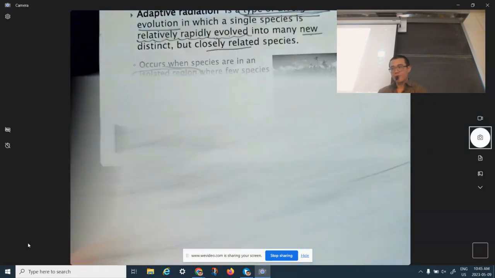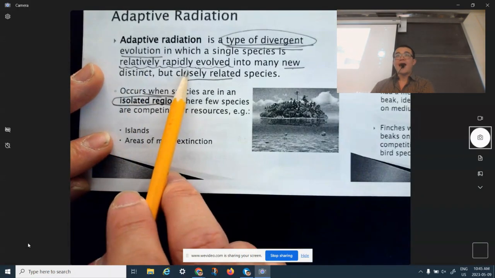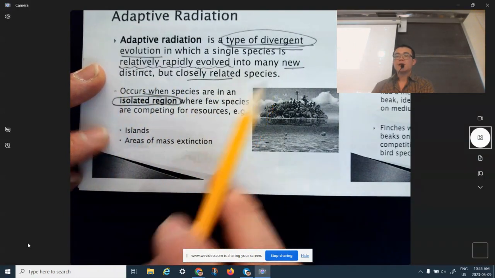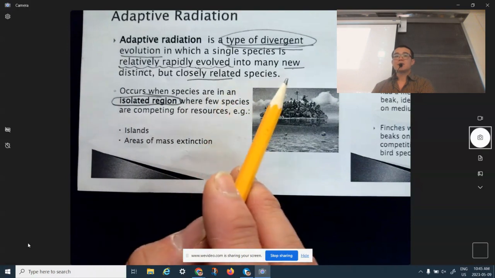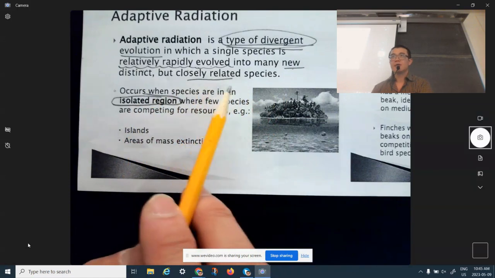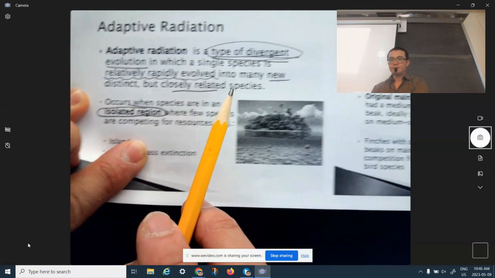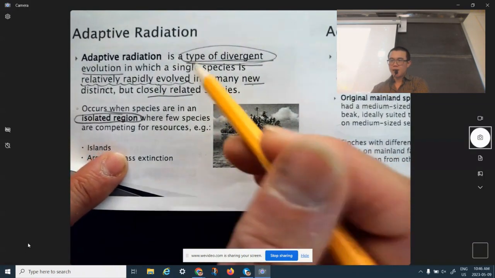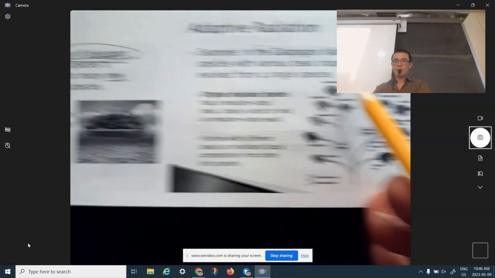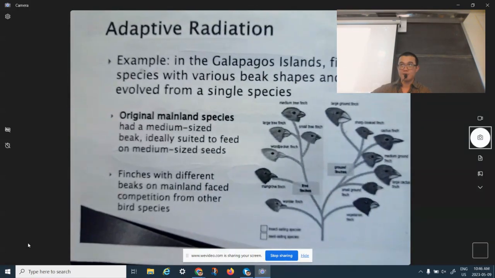Now, how does it differ? It's relatively fast. And the new species, they're different species, but they're very closely related. Okay? Very closely related. So an example of adaptive radiation will be Darwin's finches. Okay, Darwin's finches, which we did look at in chapter 7.